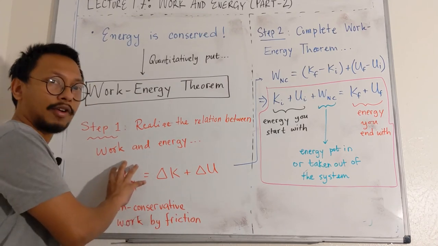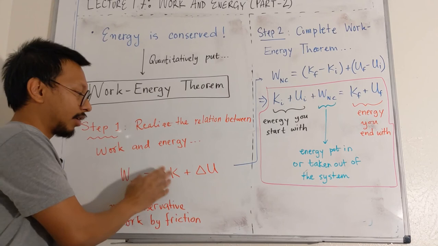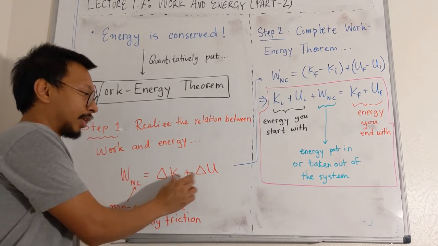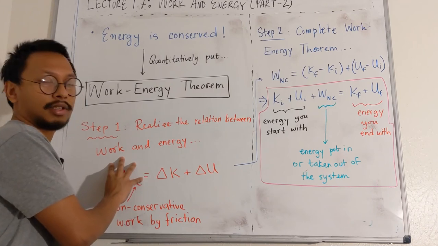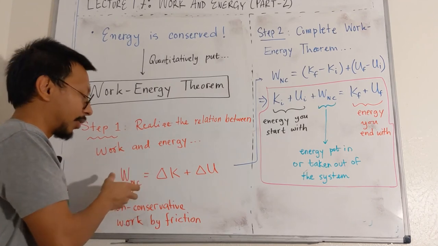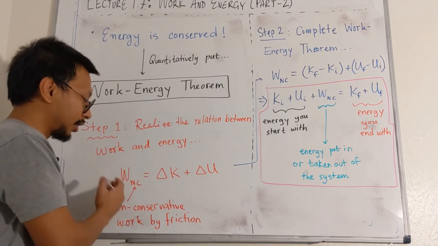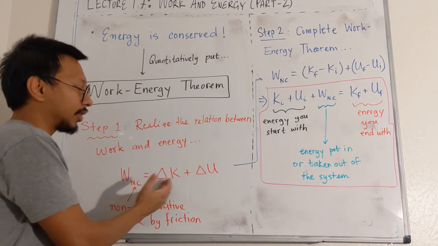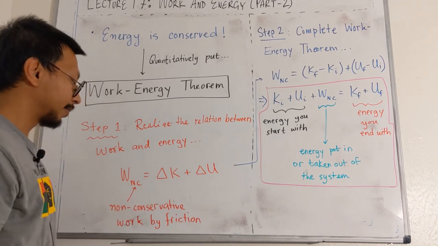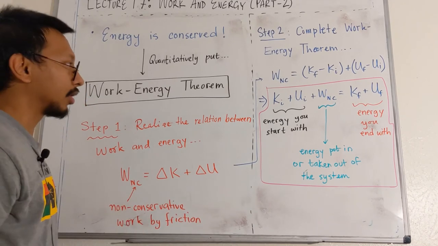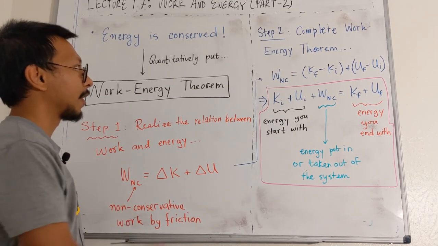So if you don't have a non-conservative force, then the change in kinetic energy is equal to minus the change in potential energy. But when you have non-conservative forces, the work done by non-conservative forces is equal to the summation of the changes in each of these energies. W_NC, by the way, means the work done by non-conservative forces.